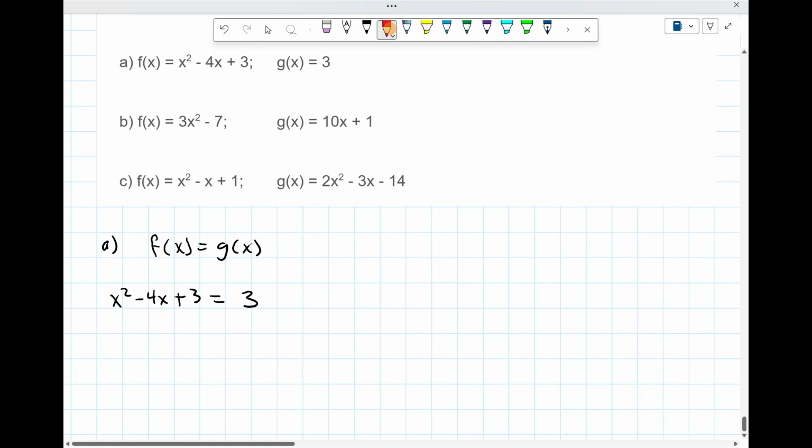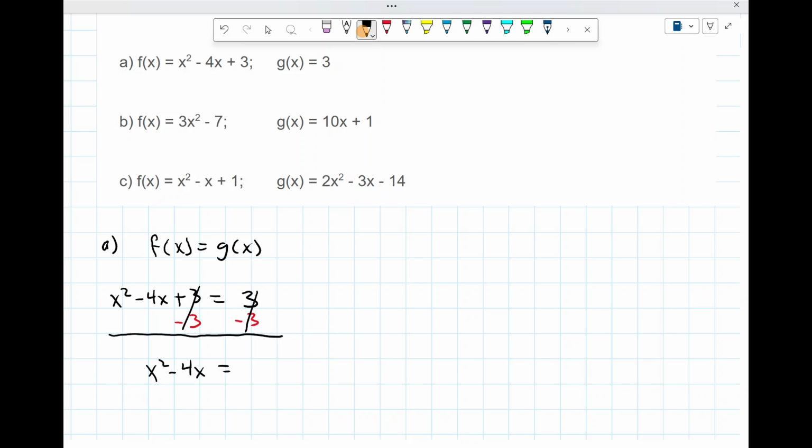Now in this case, when we have a quadratic equation, we normally want to get everything to one side of the equation with a 0 on the other side. So I'm going to get rid of this 3. These cancel out, and these cancel out. Sometimes people get confused about what to do on the right hand side, but 3 minus 3, remember, is just equal to 0.